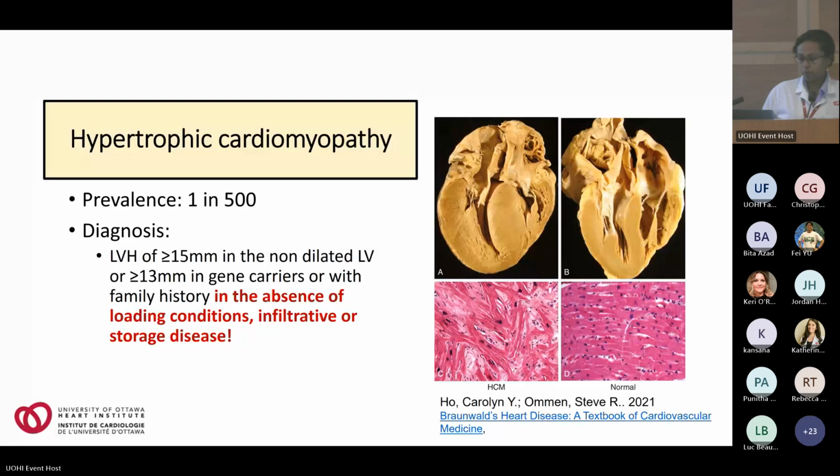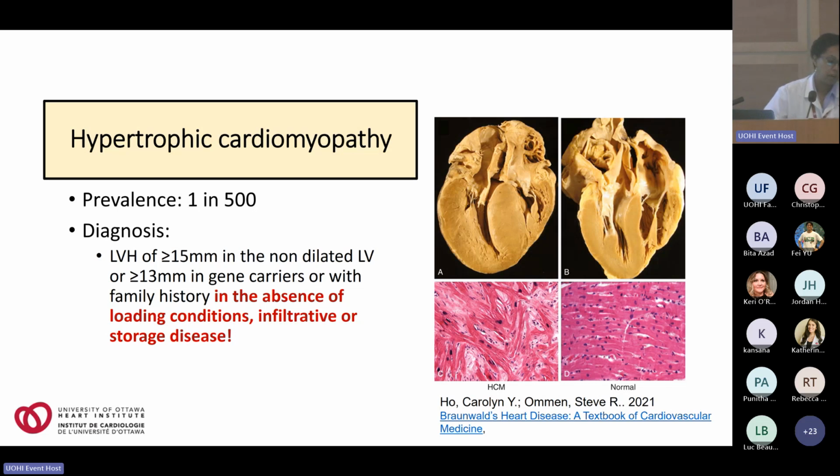So I'll go on to hypertrophic cardiomyopathy. The prevalence is believed to be 0.2% among adults, or 1 per 500 persons in the general population. It's primarily a genetic condition, and it occurs in the absence of other loading conditions. The histologic hallmarks are myocyte disarray and fibrosis. The diagnosis is made when there is an unexplained LV hypertrophy, typically wall thickness of more than 15, or 13 if the person is a gene carrier or if there is a positive family history.